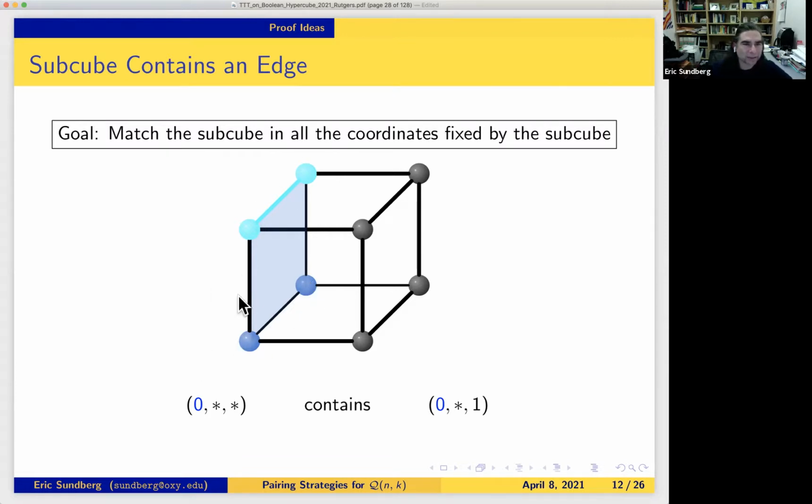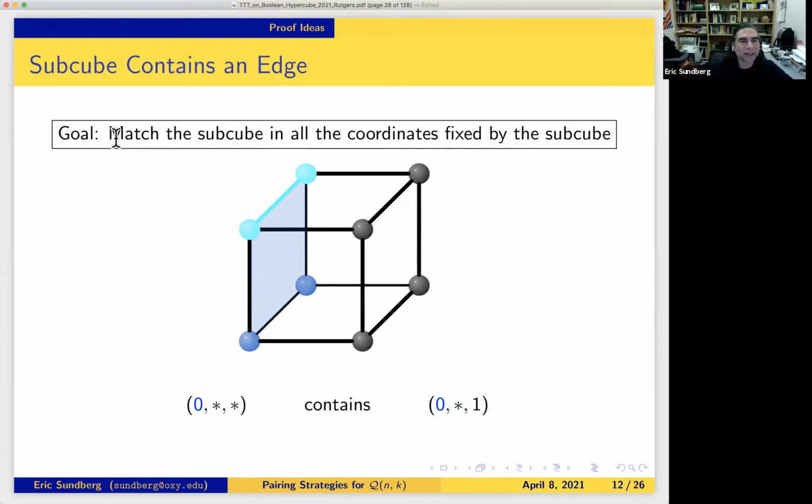This two-dimensional subcube right here, we can represent with the vector 0, star, star. It's precisely the 4 vertices that have a 0 in their first coordinate, and then their second and third coordinates could be whatever they want. And we'd ask, do they contain this aqua colored edge that can be written as 0, star, 1? This is precisely the 2 vertices that have a 0 in their first coordinate and a 1 in their third. Both of those vertices have a 0 in their first coordinate, so of course they'll be amongst the 4 vertices that have a 0 in their first coordinate. So this two-dimensional subcube would contain this edge.